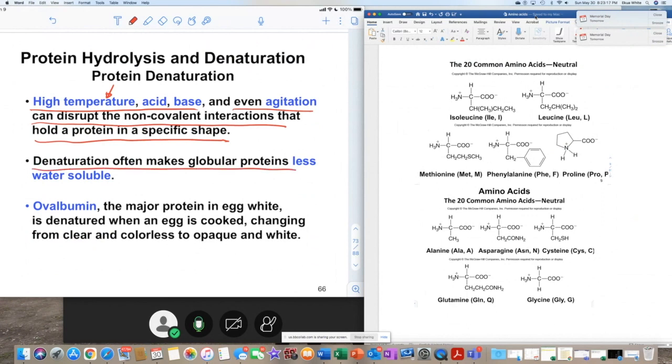Denaturation often makes globular proteins less water soluble. And they talk about eggs right here. Albumin, the major protein in egg white, is denatured when the egg is cooked, changing from clear and colorless to opaque and white.